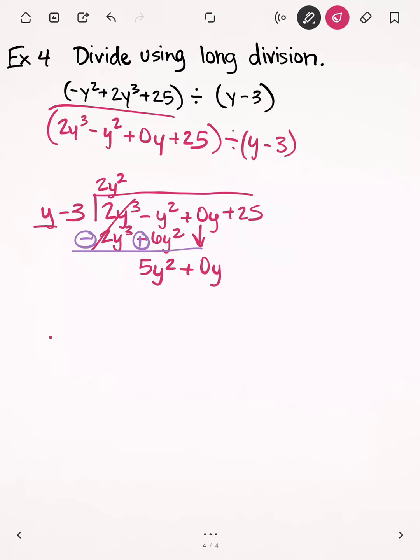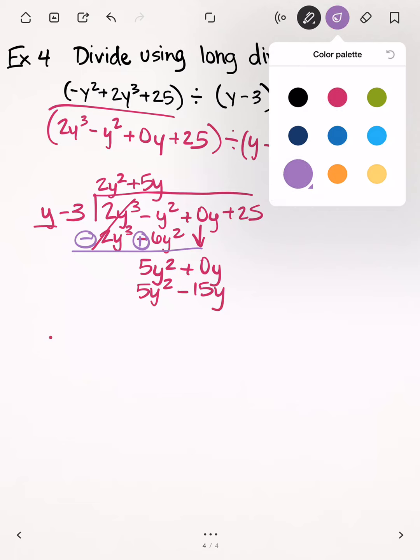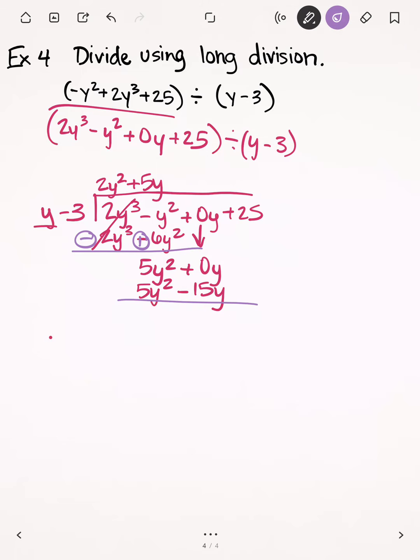I'm trying to change the color. I'm just jumping ahead. So what do we need to multiply y by to get 5y squared? That's just a 5y. 5y times y is a 5y squared. 5y times a negative 3 is a negative 15y. And here we go. Draw the line. Change the signs.